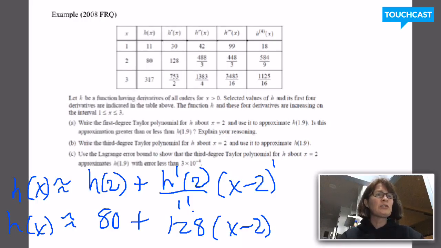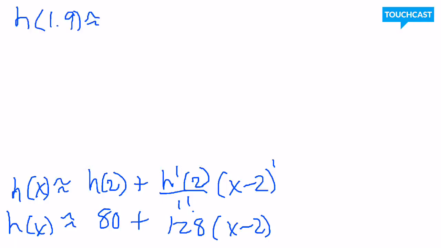The next part of that question is we're supposed to use this to approximate h of 1.9. So h of 1.9, all I have to do is take that polynomial I wrote, which was 80 plus 128 times 1.9 minus 2. I could just leave it like that. I don't have to simplify at all. Obviously you could simplify, but that's my final answer for my approximation for h of 1.9.